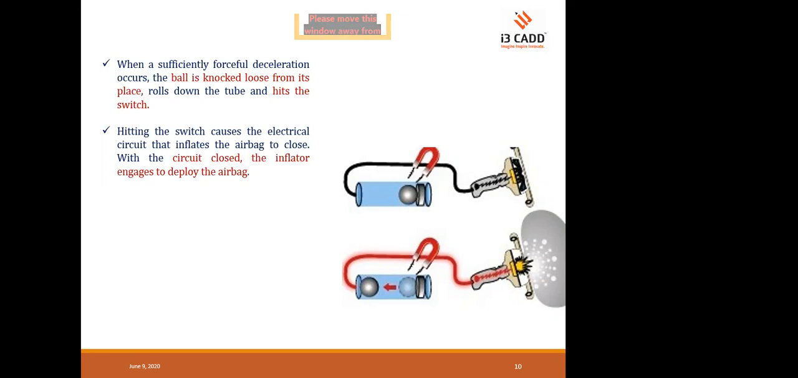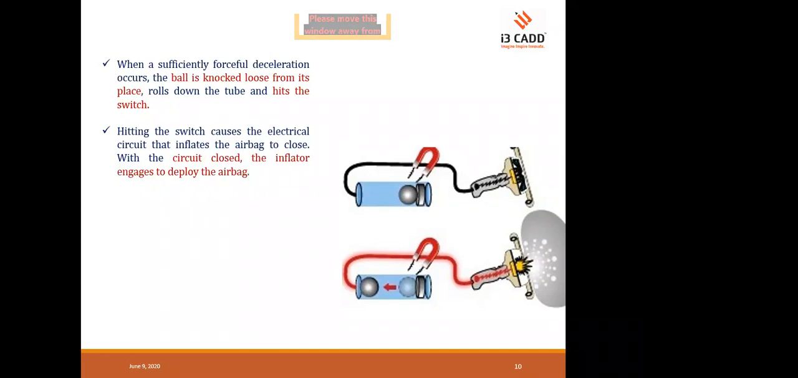Right? So this is the construction. Then how does it work? Whenever the sensor receives an impact force beyond its designed threshold, what will happen? The ball is knocked loose from its position, rolls down the tube and hits the opposite end. Got it? Hitting the opposite end will cause the mechanical switch to close, right?